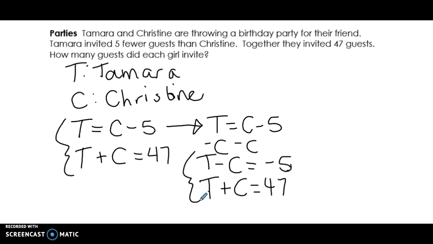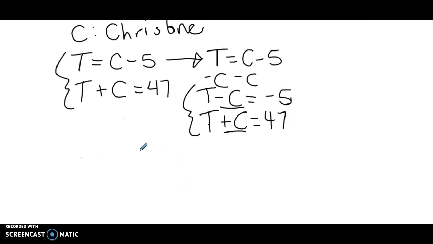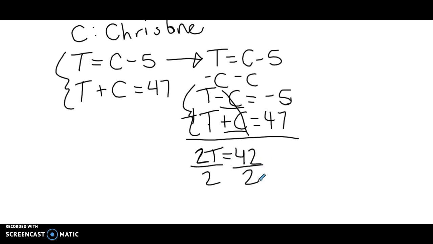So here's my new system. You'll notice that I have a negative c and a plus c. That's exactly what I want to happen because I know when I add together these equations, my c's will cancel out and I can solve for one variable. So if I scroll down a little bit so we have room, I'm going to add these together. When I do that, t plus t gives me 2t. Negative c plus c, those cancel. And that equals negative 5 plus 47, kind of like saying 47 minus 5 is 42. And then divide both sides by 2 to get t by itself. And I get that t equals 21.